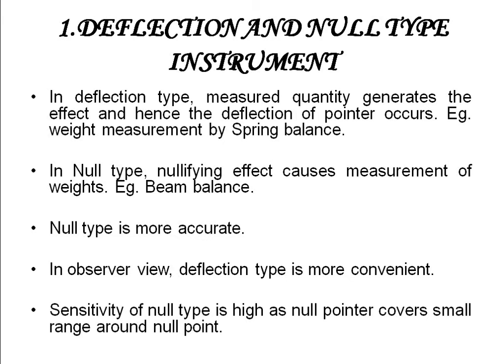So null type is more accurate than the deflection type. From the observer's view, the deflection type is more convenient. Nowadays, with the deflection type, straight away whatever is the weight of the grocery or the food you are getting, the pointer will go and indicate the weight of it. Sensitivity of the null type is high, as a null pointer covers a small range around the null point.